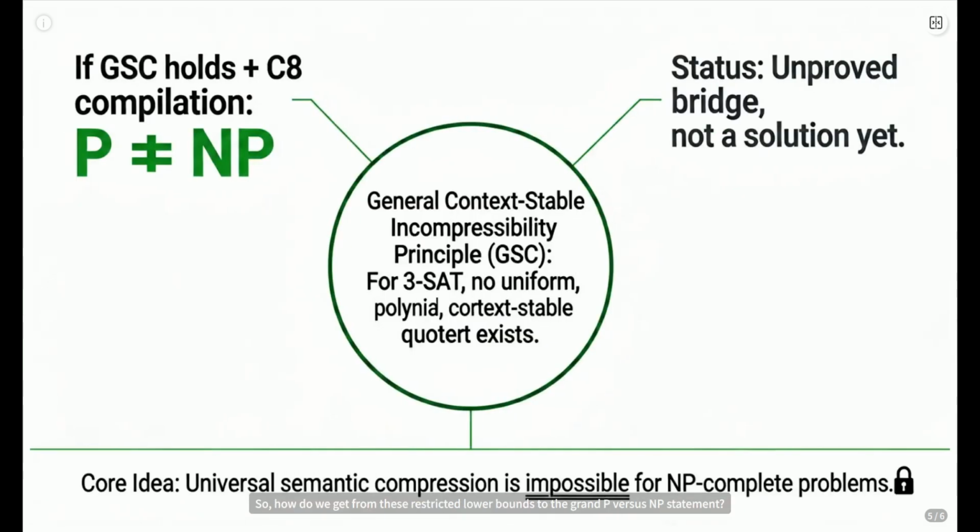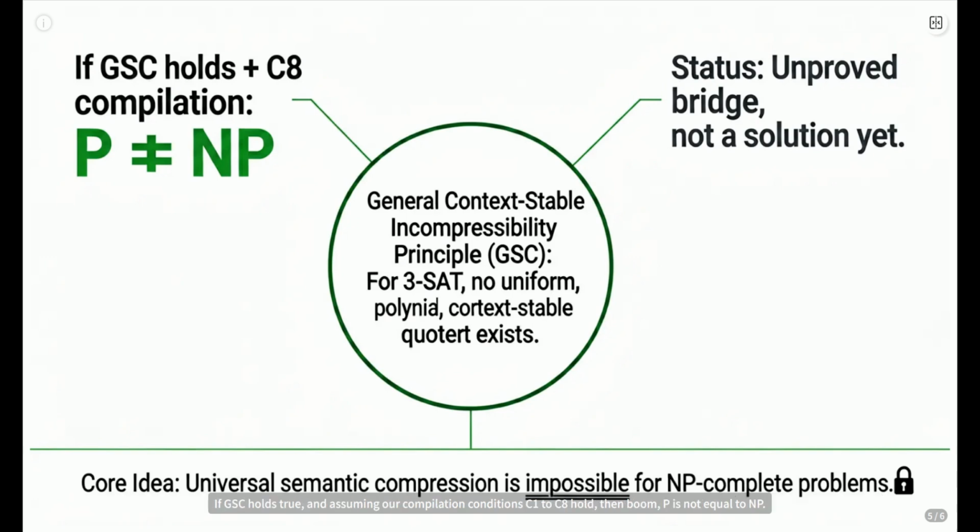So how do we get from these restricted lower bounds to the grand P versus NP statement? The report proposes a crucial bridge, the General Context Stable Incompressibility Principle, or GSC. The idea is quite profound. If we can show that for 3-SAT there's no way to create a uniform polynomial-time constructible summary or quotient that faithfully represents all possible context and still captures the solution, then P cannot equal NP. Think of it as proving that the semantic information loss from projection is fundamentally irrecoverable via any efficient context-aware compression.